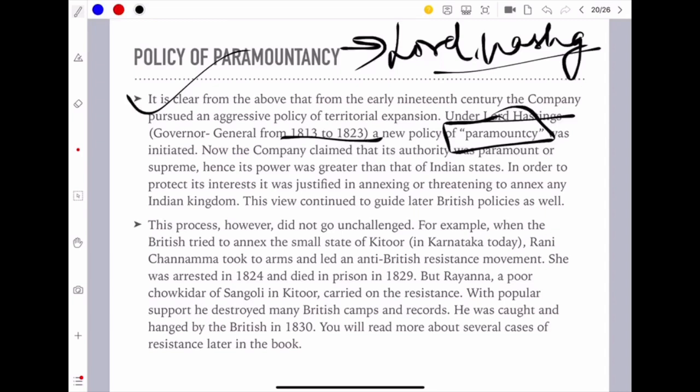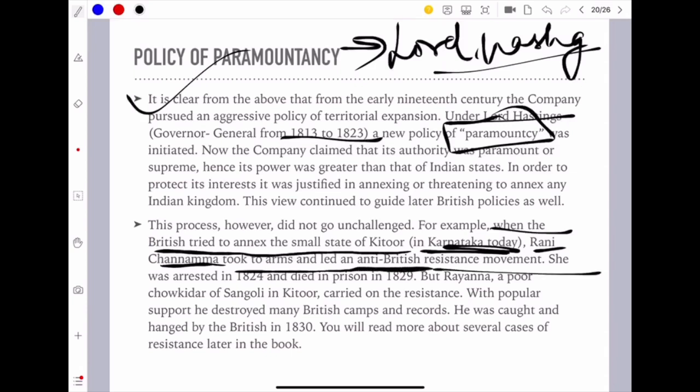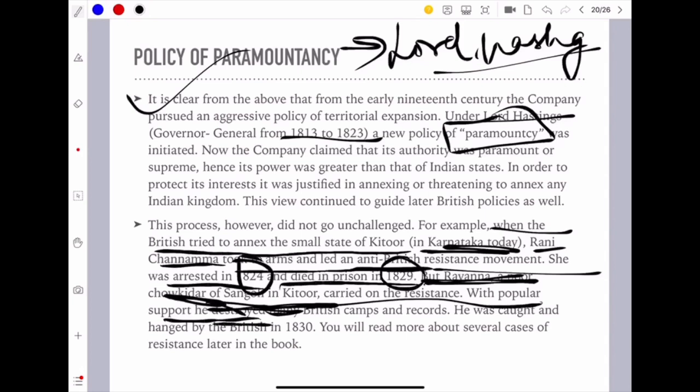This process, however, did not go unchallenged. For example, when the British tried to annex the small state of Kittur in Karnataka, Rani Channamma took up arms to lead an anti-British movement. She was arrested in 1824 and died in prison in 1829. But Rayanna, a poor chowkidar of Sangoli in Kittur, carried on this resistance. With popular support, he destroyed British camps and records. He was caught and hanged by the British in 1830.